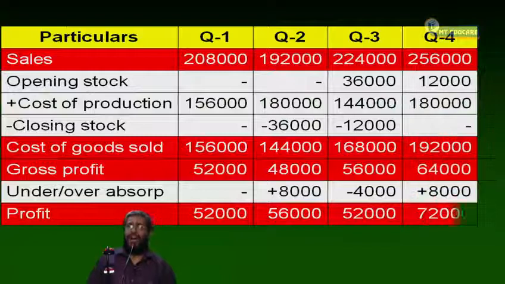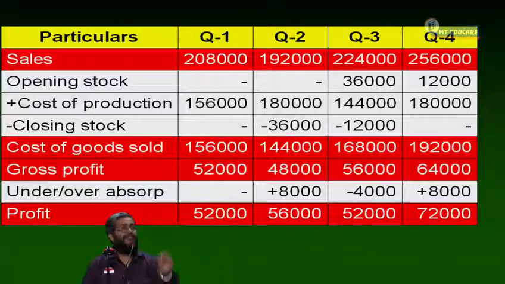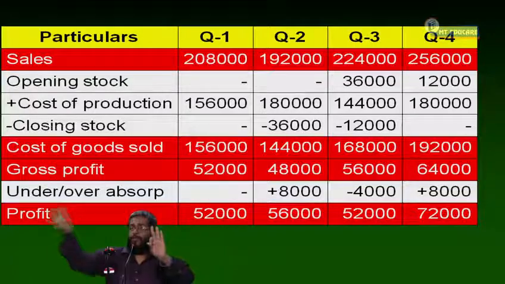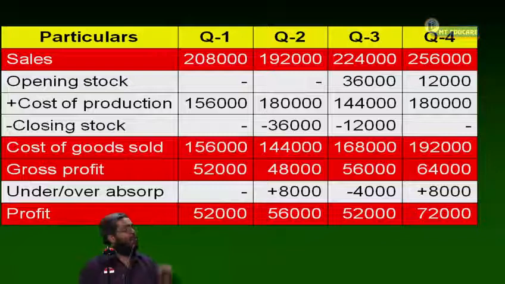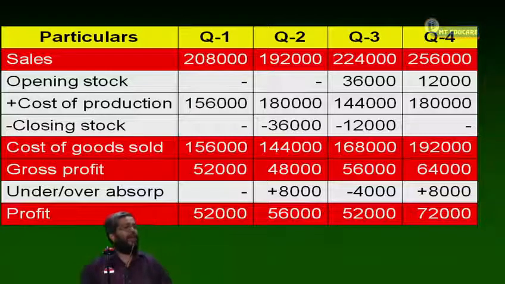In the absorption costing system, in the income statement, where are the fixed manufacturing overheads? Inside the cost of production. For example, 1,80,000 rupees is the cost of production for quarter 2. Tell me how I got it. I produce 30,000 units. To produce 30,000 units, the variable cost is 4 rupees per unit. In that 1,80,000, 1,20,000 is variable cost of production, and the balance 60,000 is fixed cost of production.